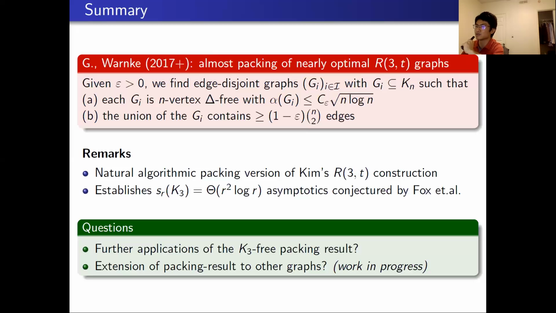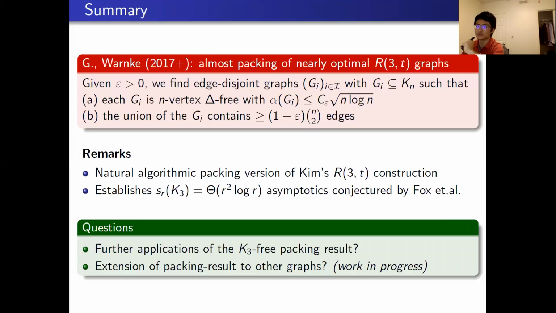As remarks, our result is a natural packing extension of Kim's result. And we have a polynomial time algorithm to prove our result instead of just an argument of existence. And our result establishes a Ramsey conjecture about the Ramsey number R(3,t), conjectured by Fox and others.